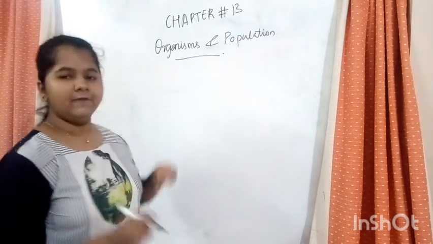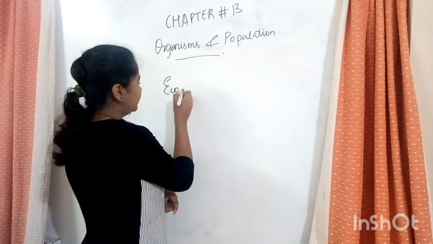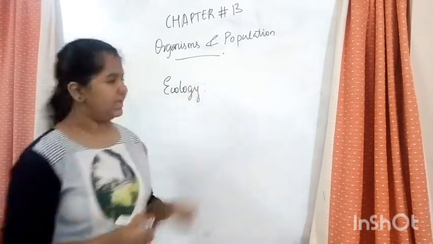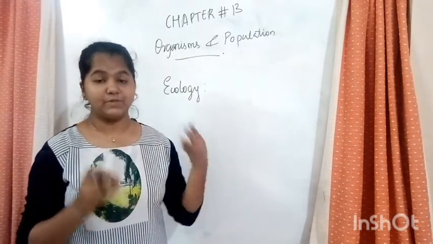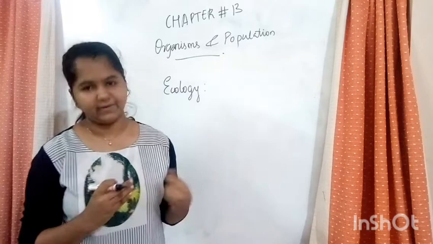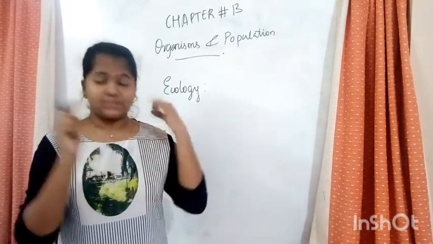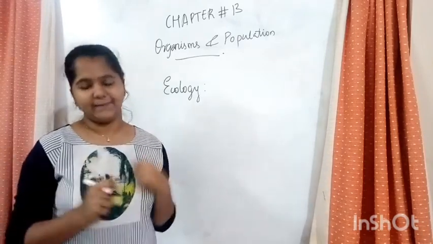So, over here, the first thing that we have to learn is about the term ecology. What is ecology? Ecology is a branch of science that deals with the relationship between an organism and its environment. There are so many different kinds of organisms and their surroundings, so we learn about all of them.